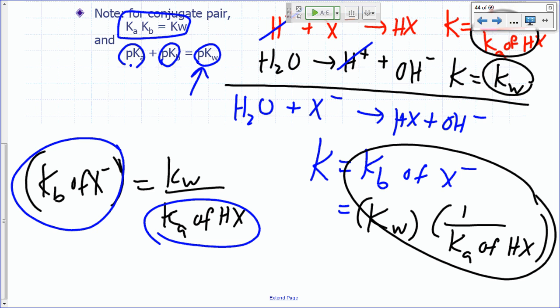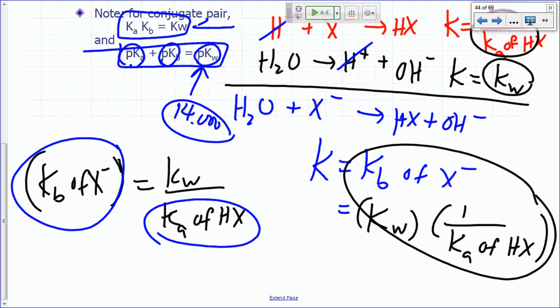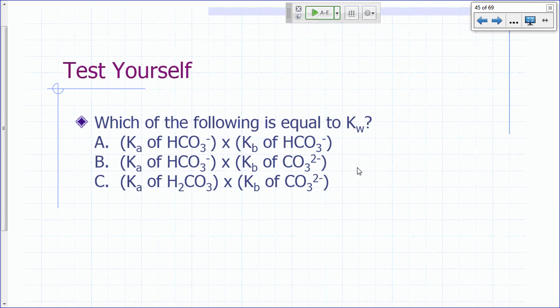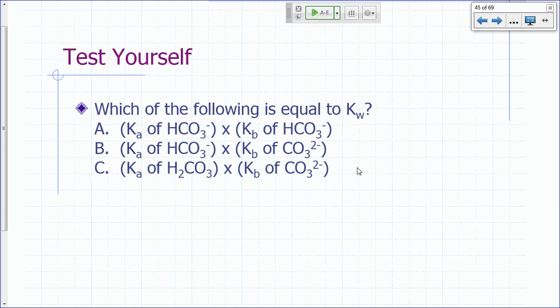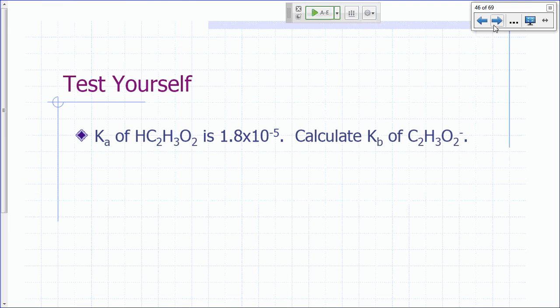And what's pKw? 14, right? Remember, Kw is 10 to the negative 14. The negative log of 10 to the negative 14 is 14. So the pKs will add up to 14. The product of the Ka and Kb would be 10 to the negative 14. It's going to be equal to Kw. All right, so let's illustrate that with this first, and then we'll come back to that one.